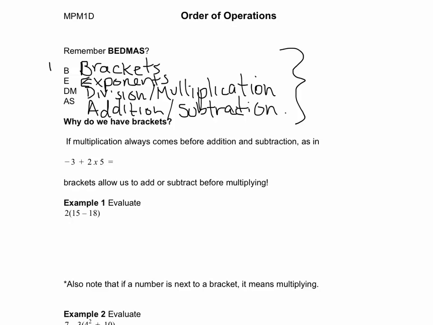That means we always do our brackets first, we do our exponents next, we do our division and our multiplication, and we always do our addition and subtraction last. So why do we have brackets?